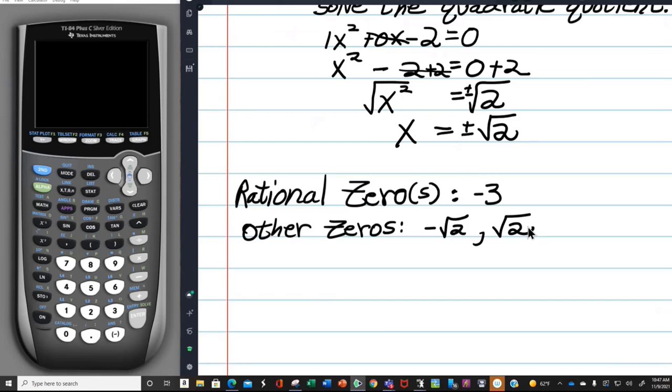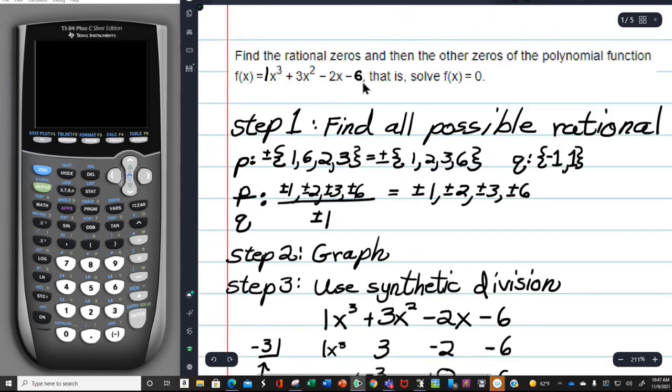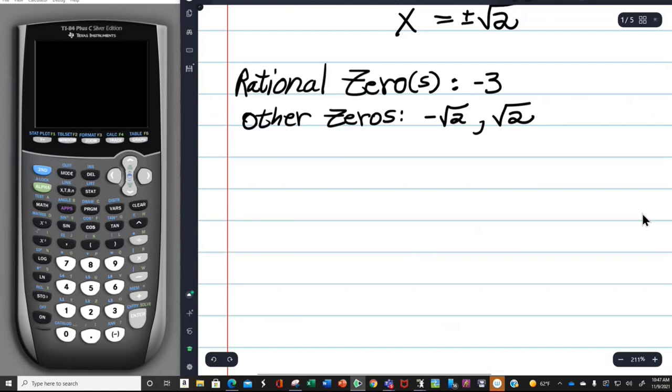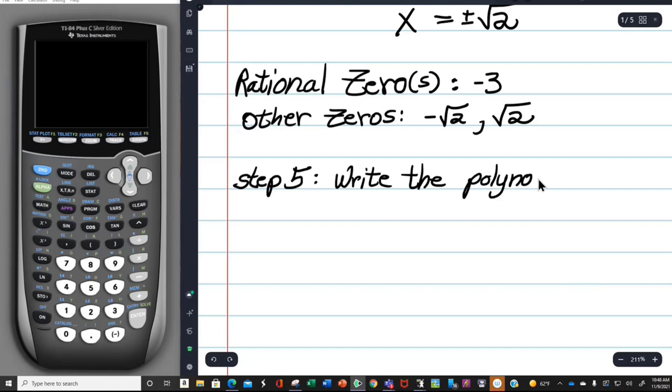Now, tomorrow, we're going to take the last step, which is to write this polynomial, or whatever polynomial you're working with, in factored form. So we're not going to do it today, but step 5 will bring us to the complete story, really, of finding the rational zeros and the other zeros of polynomial functions. So to do that, we're going to write the polynomial in factored form.